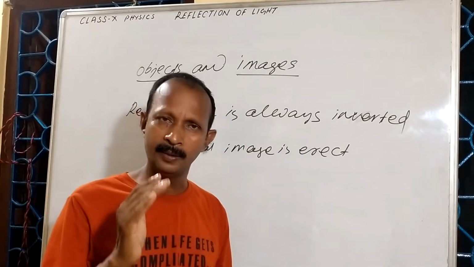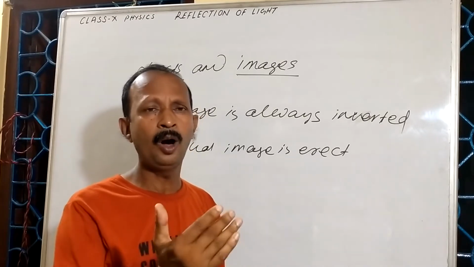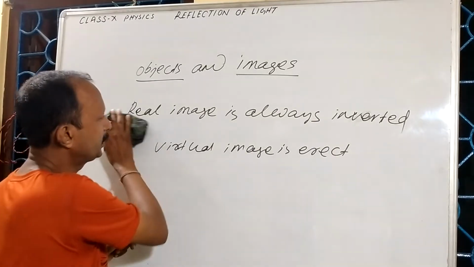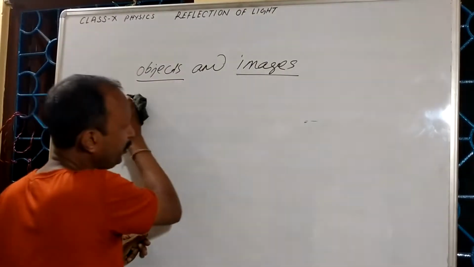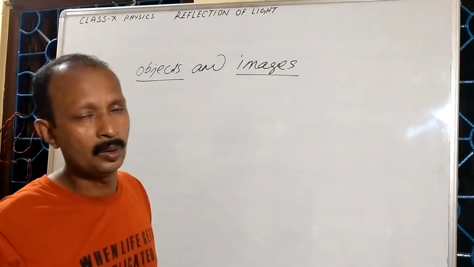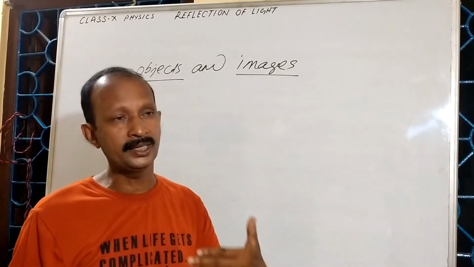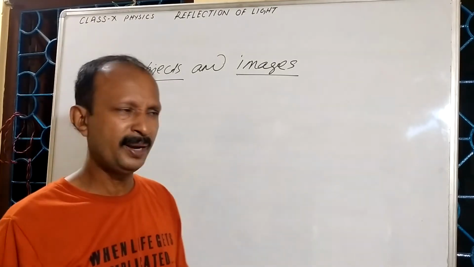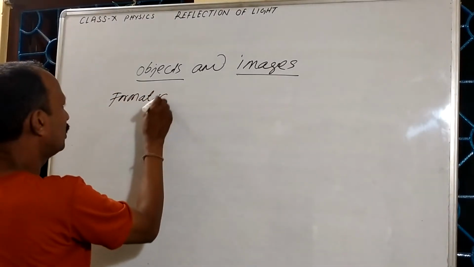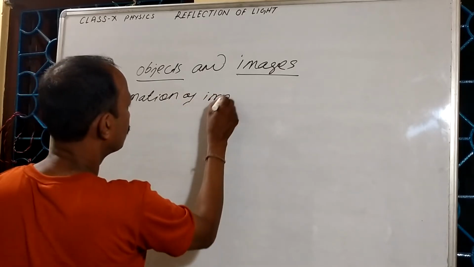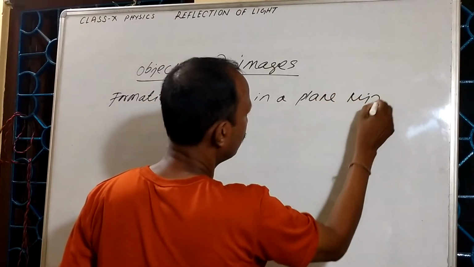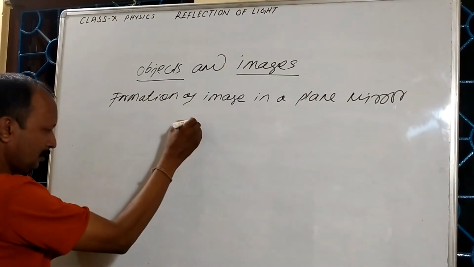I said that when the reflected rays either meet or appear to meet, they make the image. So if they really meet, they will make the real image. If they appear to meet, they will make a virtual image. So how does the image formation take place in a plane mirror? Formation of an image in a plane mirror. Let us see.